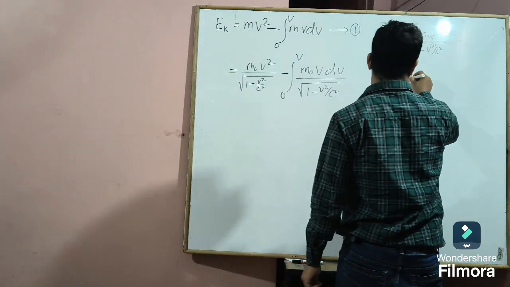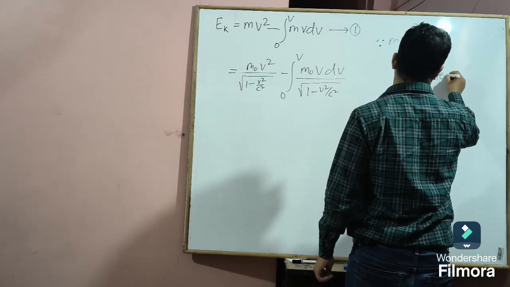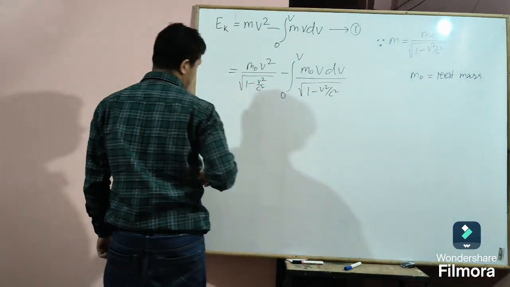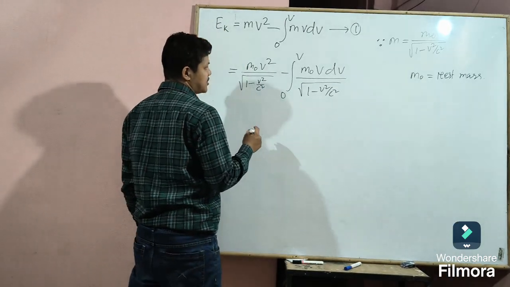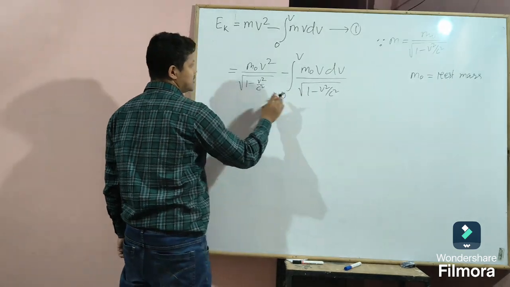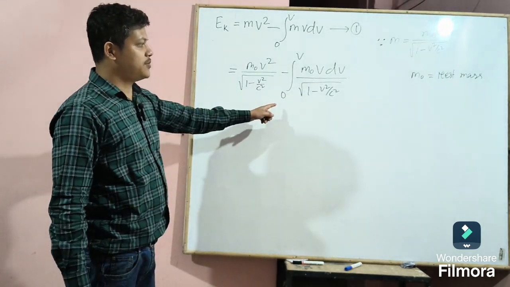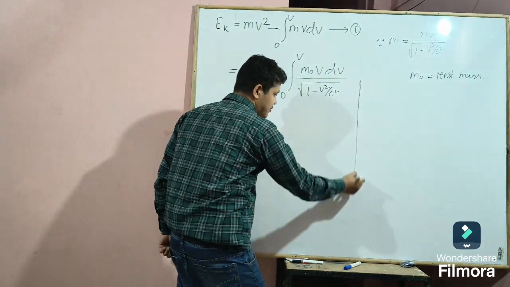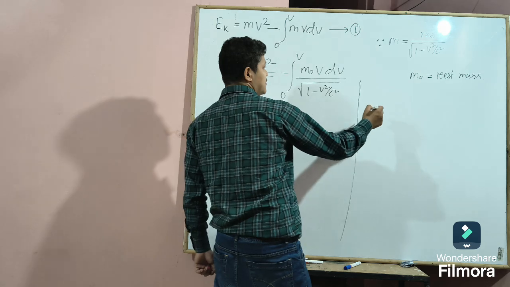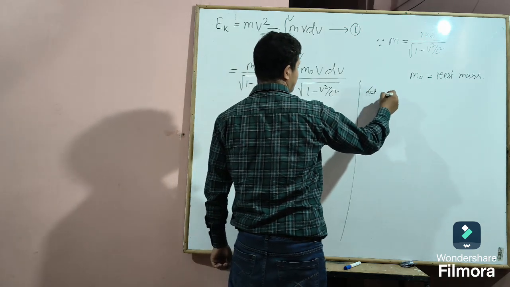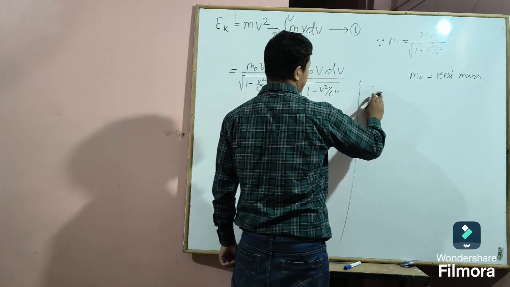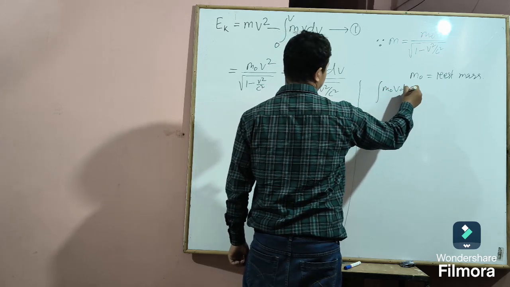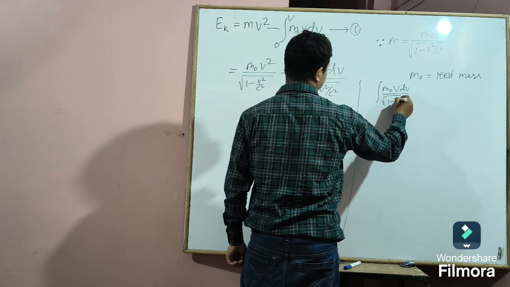And here m naught is rest mass, right? M naught is rest mass. So now here you see, let's integrate this part, only this part. So first let me show you how to integrate this part. Okay, so let me divide this board, and first, what we need to do is find the integration of m naught v dv by root over 1 minus v square by c square.